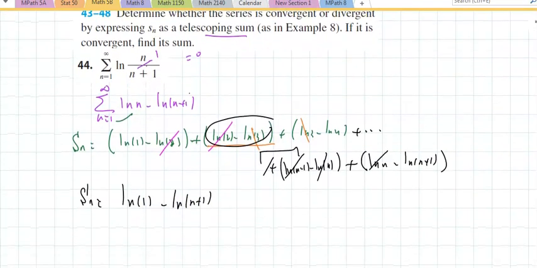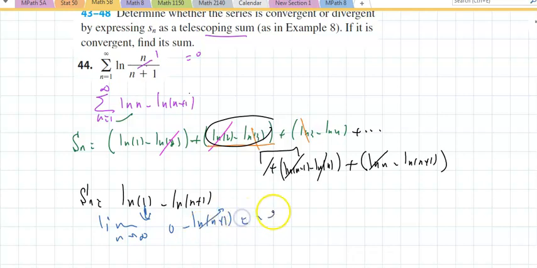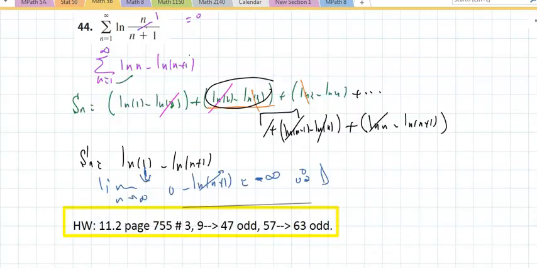As n approaches infinity, the limit as n approaches infinity of this is 0, right? Isn't that negative infinity? Therefore, diverge. And there's the homework.